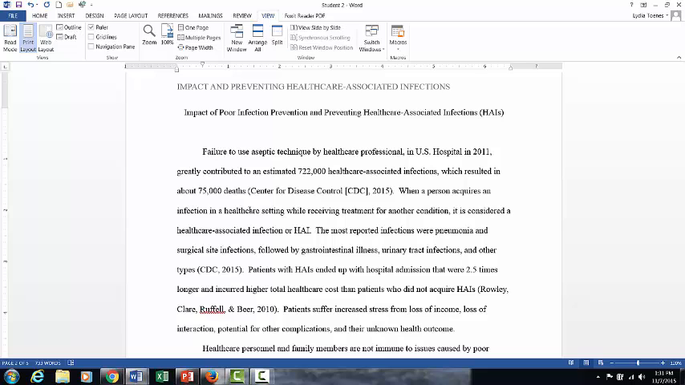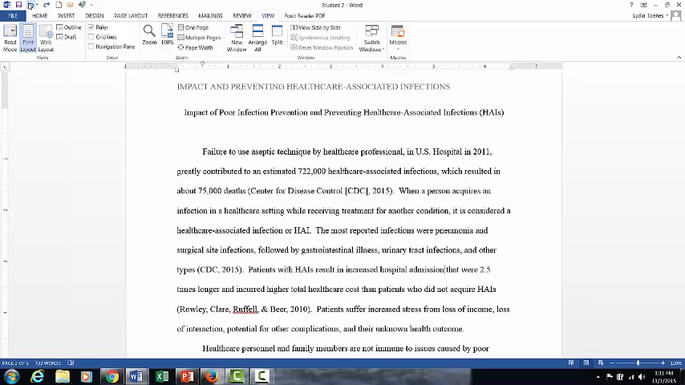Let's see. Okay, this one statement, patients with HAIs end up with hospital admissions. What's another better way to say ended up? If you think for a second, you may come up with results in increased. Patients with HAIs result in increased hospital admission. Resulted, I think it's resulted in increased, look at me, I'm messing it up now.